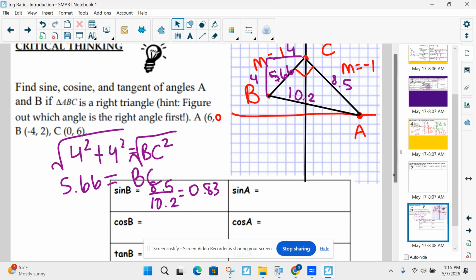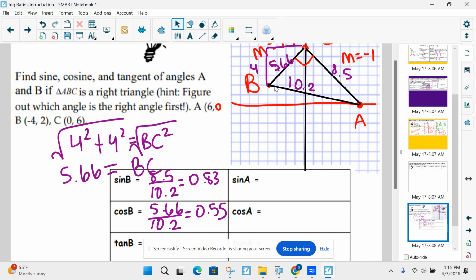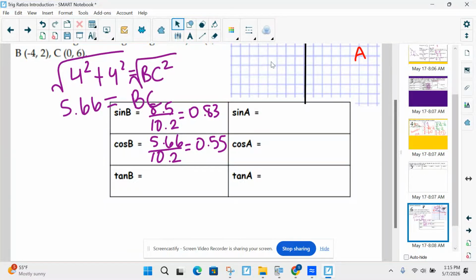The cosine of B would be 5.66 over 10.2, and if I divide those two numbers in my calculator, we would get 0.55. The tangent of B would be the opposite side, which is 8.5, over the adjacent side, which is 5.66. And 8.5 divided by 5.66 is equal to 1.50.